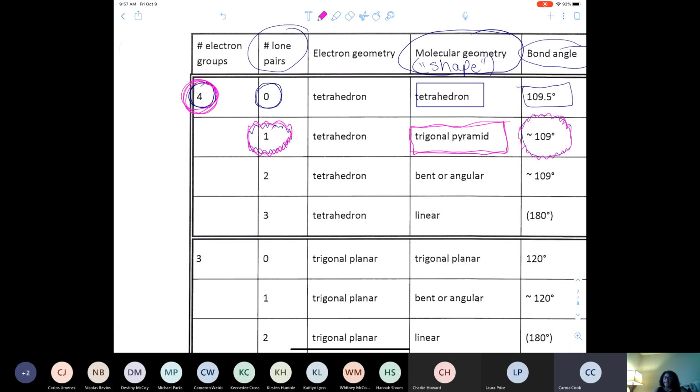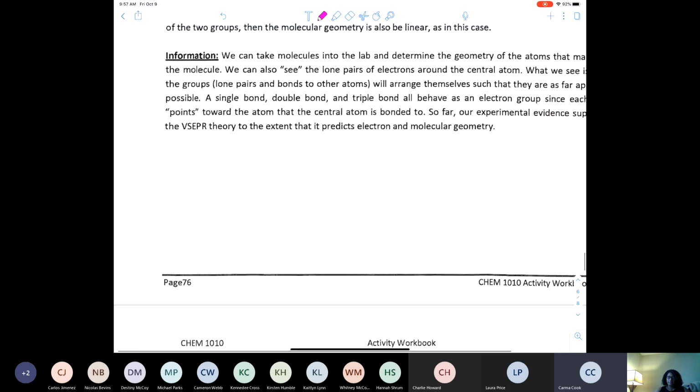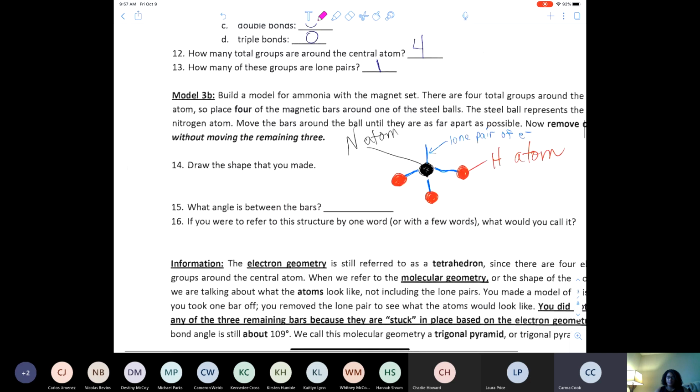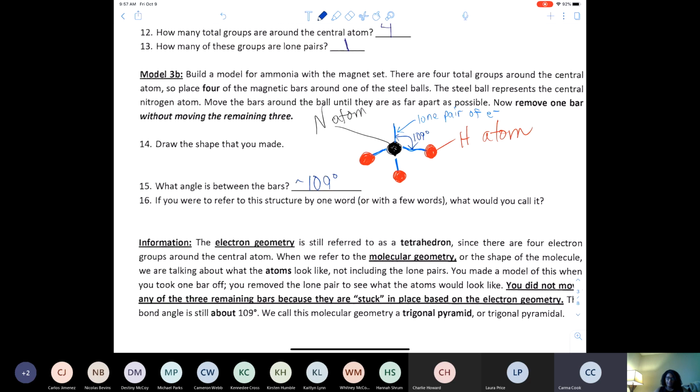This little squiggly line means about or approximately. So our bond angle is about 109, and our shape is trigonal pyramid.